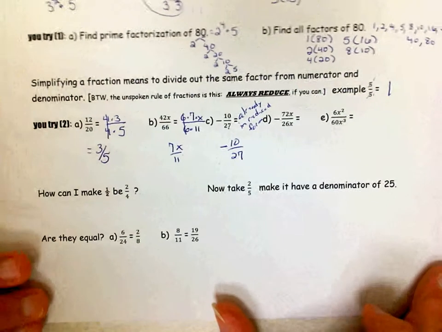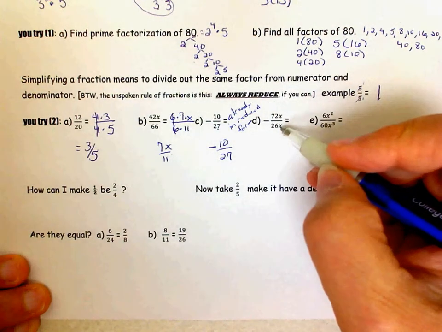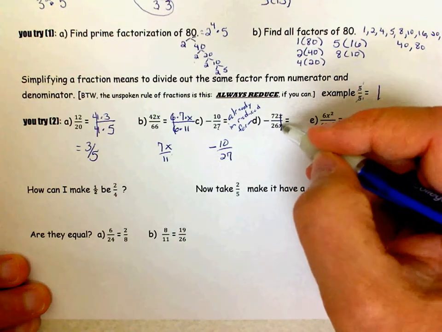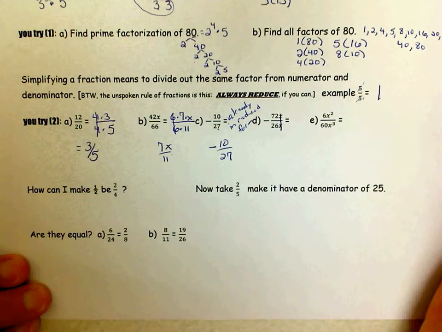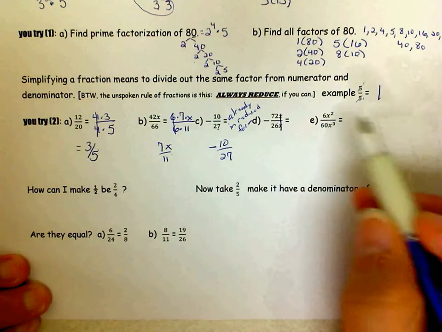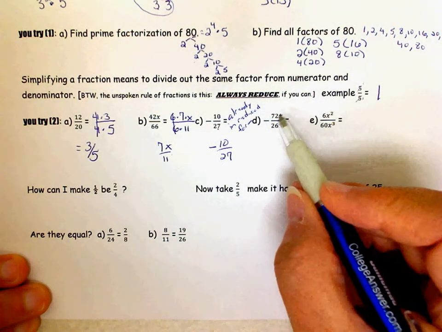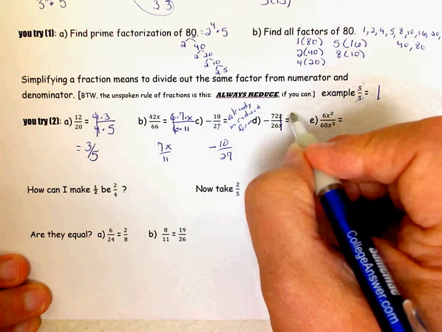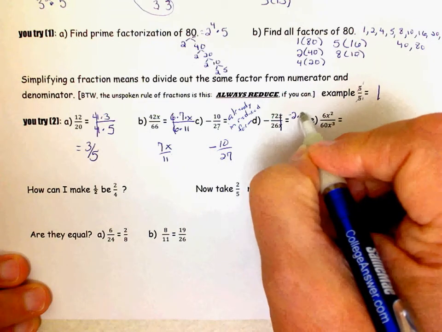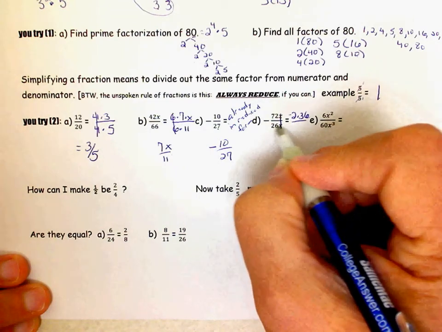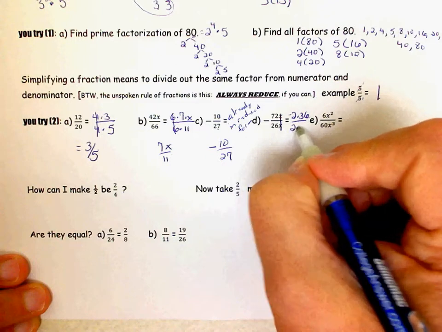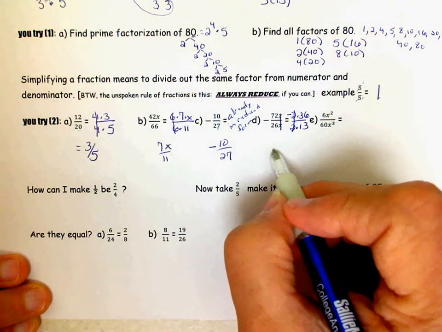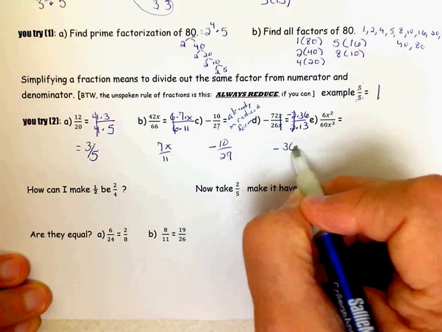Now I can fix something here already. X to the first power divided by x to the first power already kills themselves. So even though it's a variable, I can already do this. Now, 2 goes into 72 36 times, and 2 goes into 26 13 times. 2 divided by 2 goes away, and we get negative 36 divided by 13.